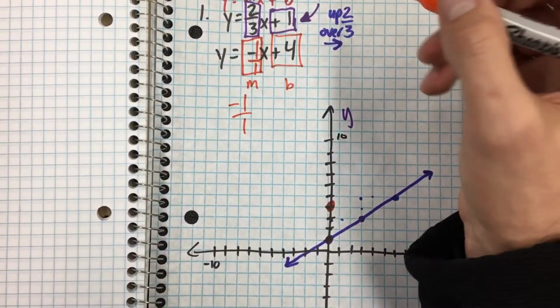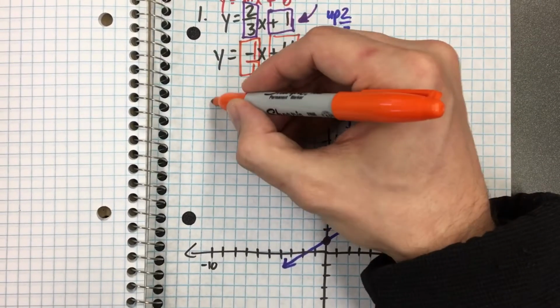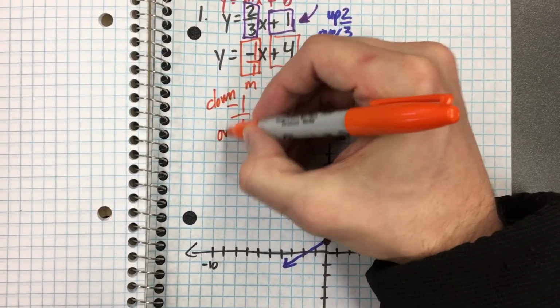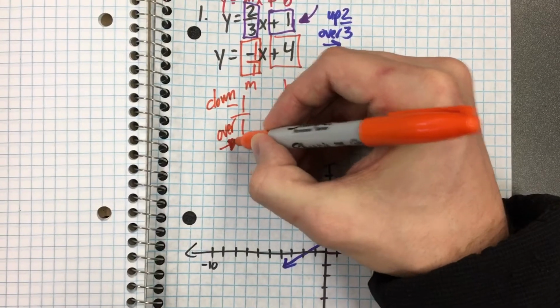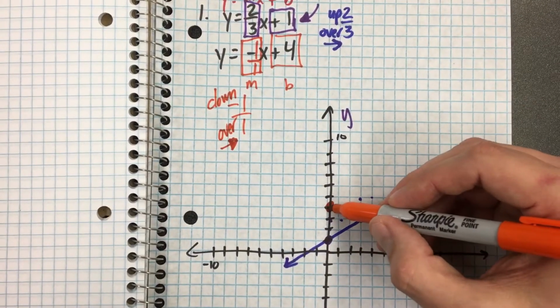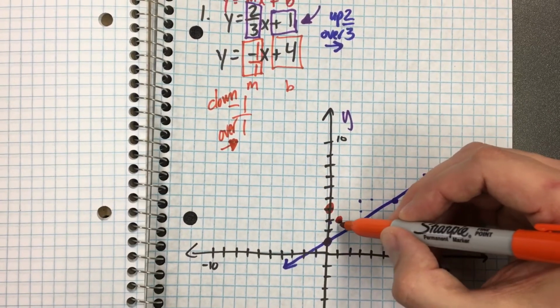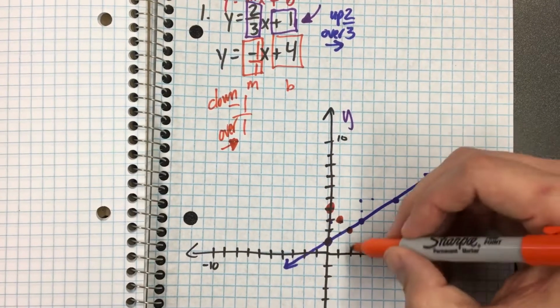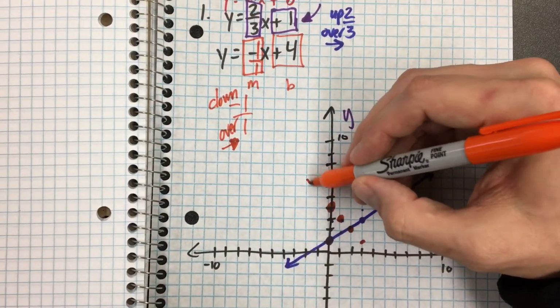And then this one has a slope right here, -1 over 1. What that means is, when it says negative, you're going down 1 over 1. I'm still going to the right. Always go to the right. Never go to the left. So I'm going to go down 1 and 1 to the right. Down 1 and 1 to the right. And I could do this forever, but usually you just need like 3 dots.